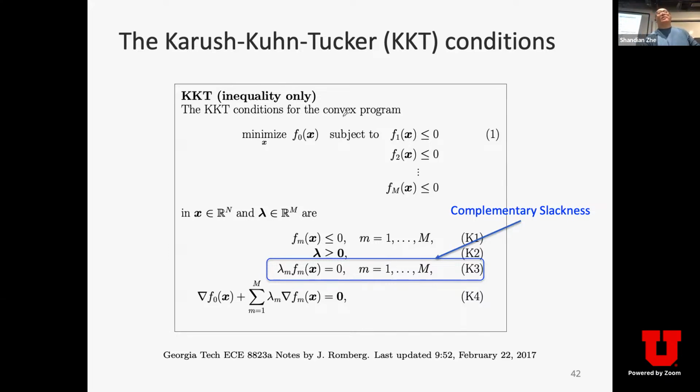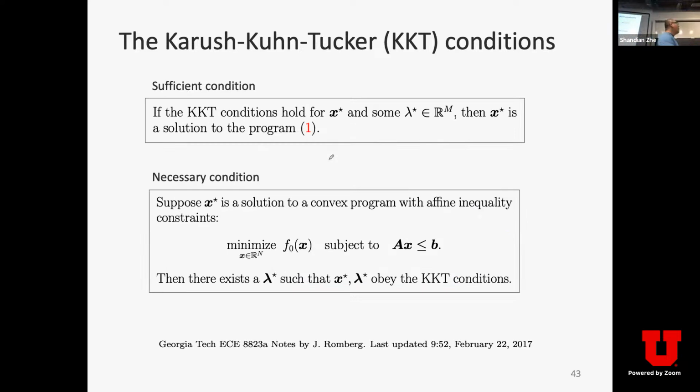However, it's not a necessary condition, meaning that there could be some solution of this convex optimization problem for which you don't have a corresponding lambda which satisfies all these KKT conditions. So it's just a sufficient condition, it's not a necessary condition. This is the general case. However, if you can restrict the type of constraint functions, you can make KKT conditions to be both sufficient and necessary.